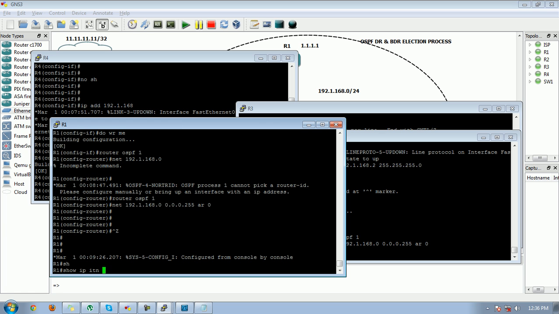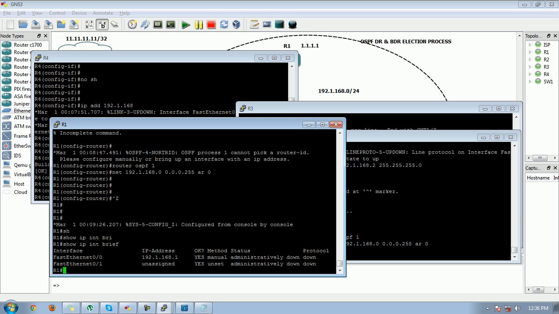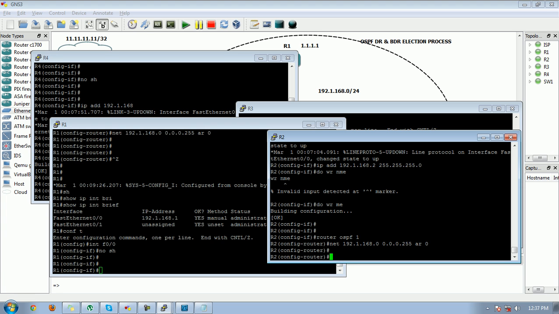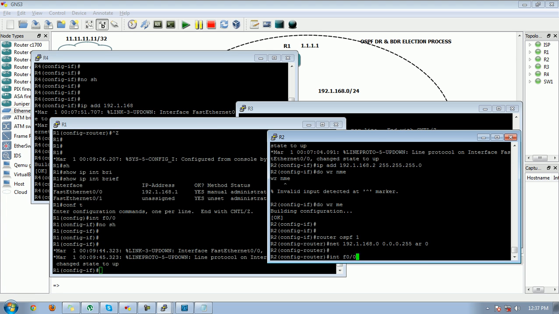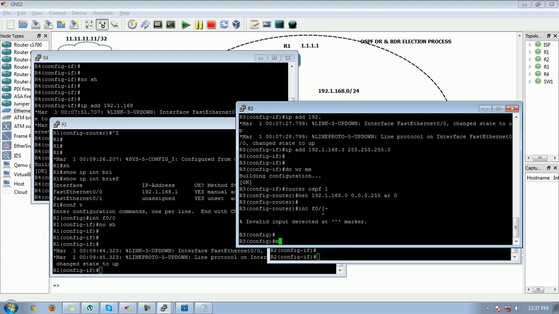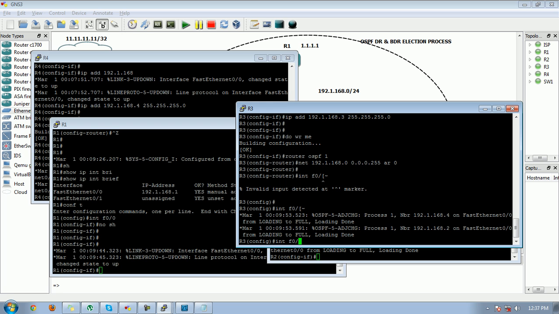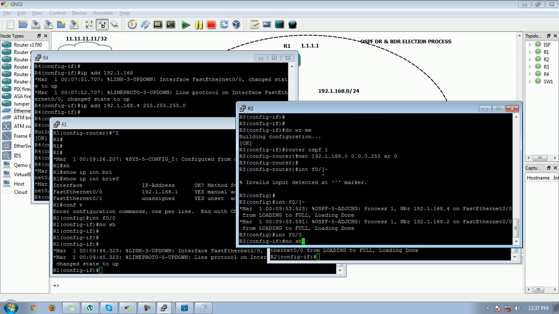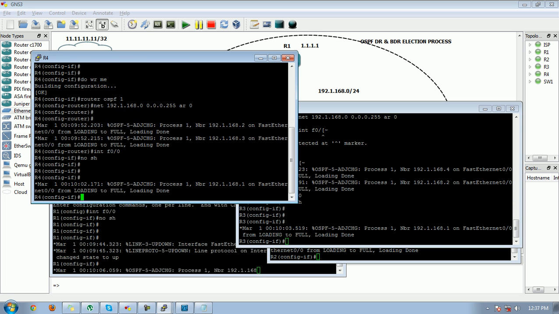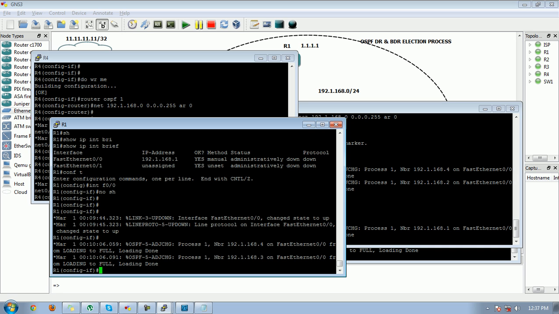So IP interface. Administratively down. I didn't give no shutdown. FastEthernet 0/0, no shutdown. R1, no shutdown. Sending the IP address. R3, then now. That's all. See? Now they are forming neighbor relations.